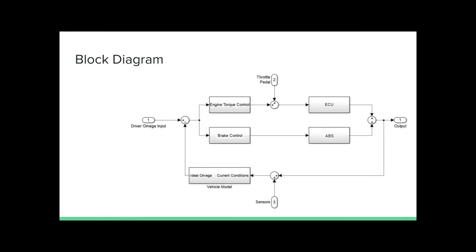Here we have the block diagram for the electronic stability control system. The reference is the driver input omega. The controller is the engine torque controller and brake torque controller. The plant is the engine and ABS pump. Then we have sensors which act as another input for wheel speed and yaw. The feedback is the vehicle model. The error is our ideal omega minus our actual omega. And our actuators are the ABS and ECU. The disturbance is our throttle pedal, and our output would be our corrected omega.